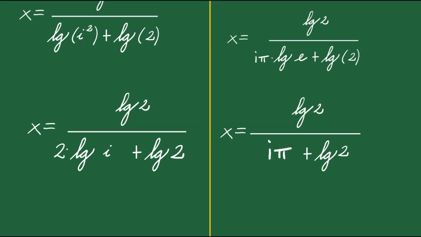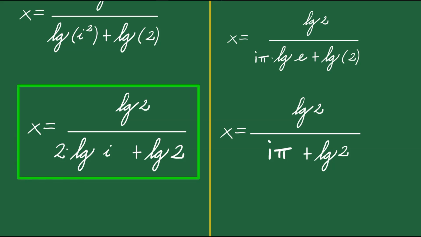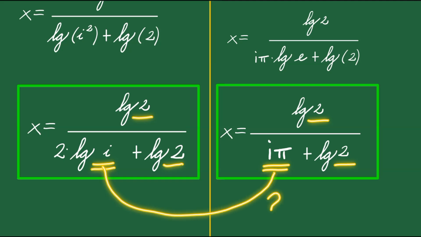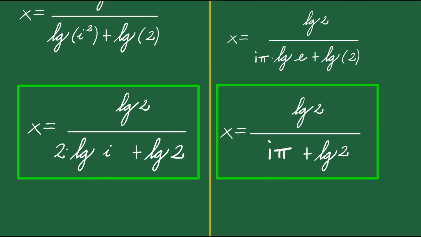But are we sure that they are two different solutions? Looking carefully, we realize that the two solutions have the same numerator and the denominator differs only in an addend. We want to prove that the two solutions are the same complex number. To do this, we must prove that 2 times log of I is equal to I times pi.